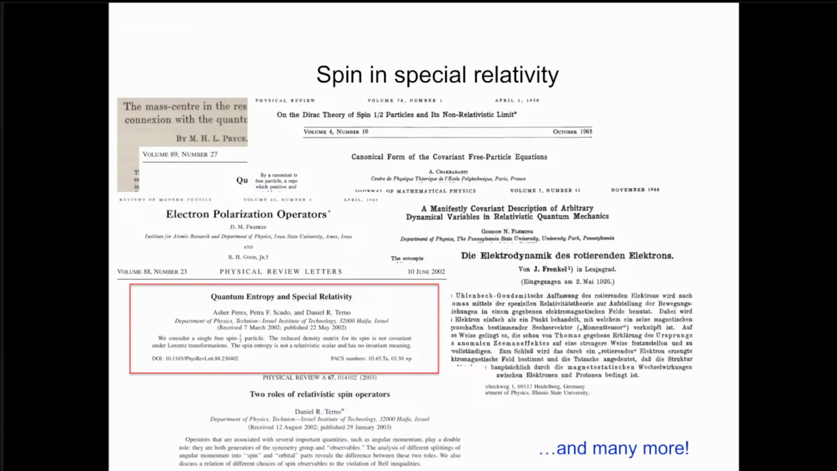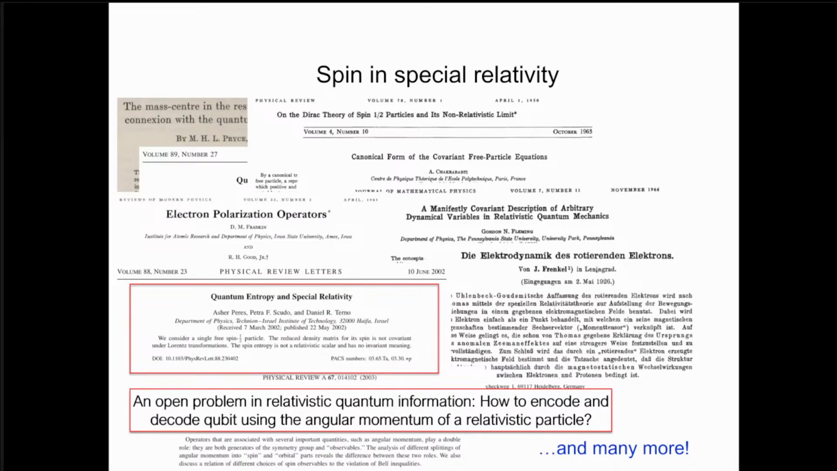We consider a single free spin 1/2 particle. The reduced density matrix for its spin is not covariant under Lorentz transformation. The spin entropy is not a relativistic scalar and has no invariant meaning. When you read this abstract, you see that what has been proven reduces very much the usage of a spin as a prime example of a two-dimensional Hilbert space. You may wonder whether we can really consider the spin 1/2 particle in special relativity as a qubit, because if the entropy of this spin is not invariant, then we may lose information just due to the movement of the particle, without the spin really interacting with some environment around. So how should we encode or decode information in a qubit if we use the angular momentum of a relativistic particle is the question that I want to pose this time.